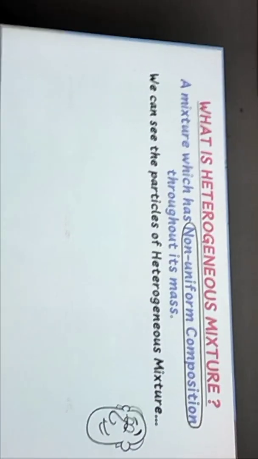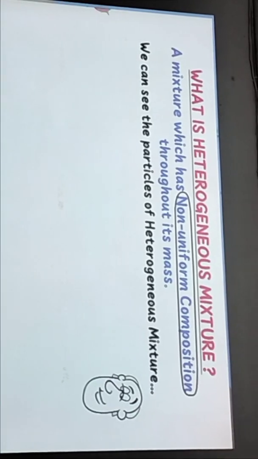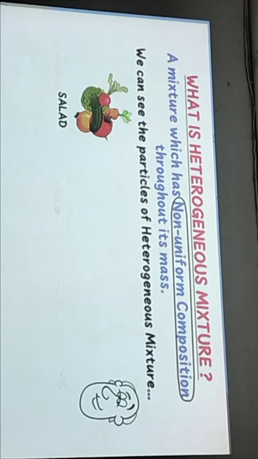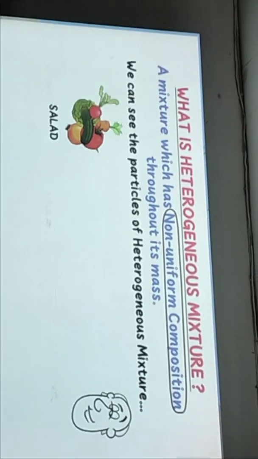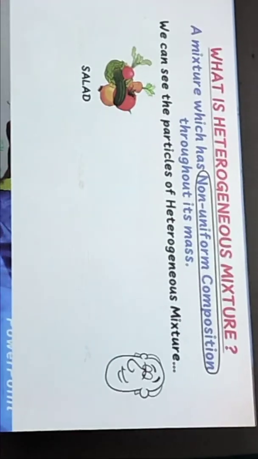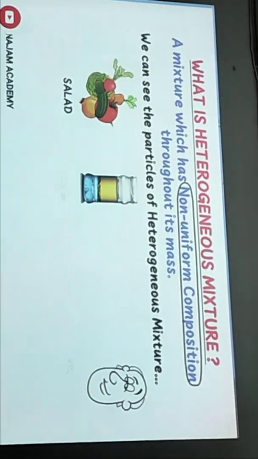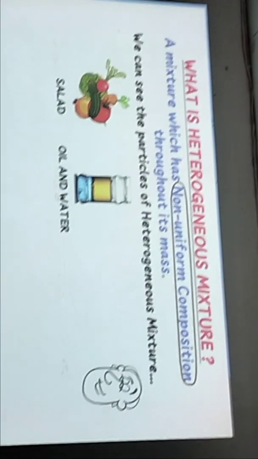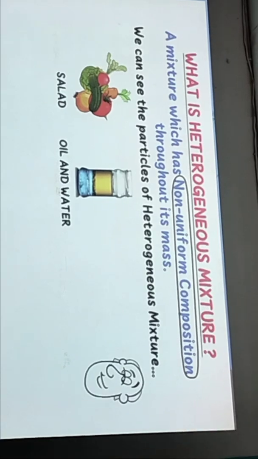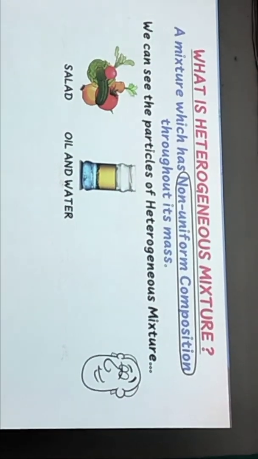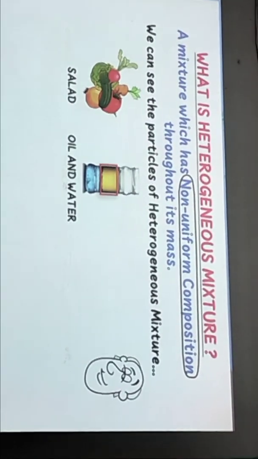The best example of heterogeneous mixture is salad. When you mix different vegetables physically, you get salad. Secondly, you can easily recognize the ingredients of salad. The second example of heterogeneous mixture is oil plus water. When you put some oil into the water, it is known as a heterogeneous mixture. Secondly, you can recognize the layer of oil above the water.